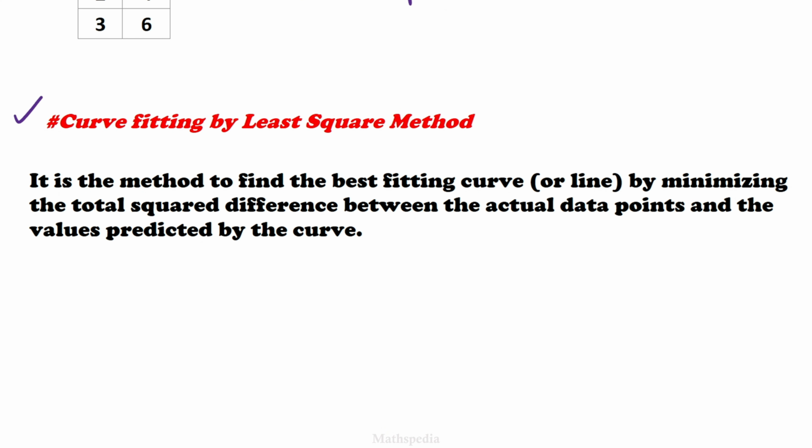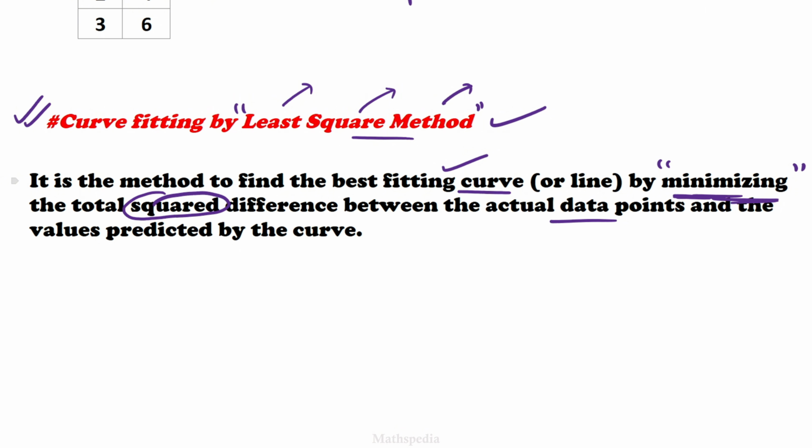So the method which I was talking about is called the least square method, the most commonly used method. Least square method means there is the involvement of squares, and there is the least, that means the smallest value we have to consider, minimize something. So this is a method to find the best fitting curve or line by minimizing. This is the important word we have here. So we are going to minimize the total squared difference. So the word square also came, right? The squared difference between the actual data points and the values predicted by the curve.